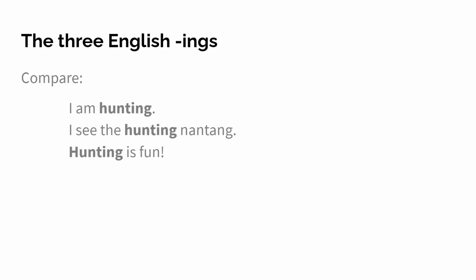Let's look at one final thing before we wrap up this lesson, namely the 3 English ings. Compare these 3 sentences. I am hunting, I see the hunting nantang, hunting is fun. In English we use hunting 3 times, but in Natvi it is quite different. If you watched both lessons about infixes so far very carefully, then you know that you will need 3 different infixes here actually, or 3 different things here to build the hunting word.